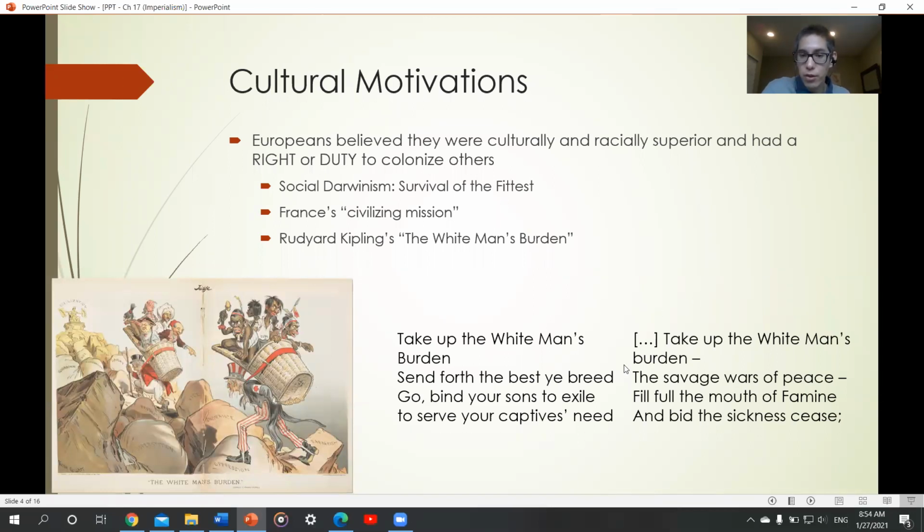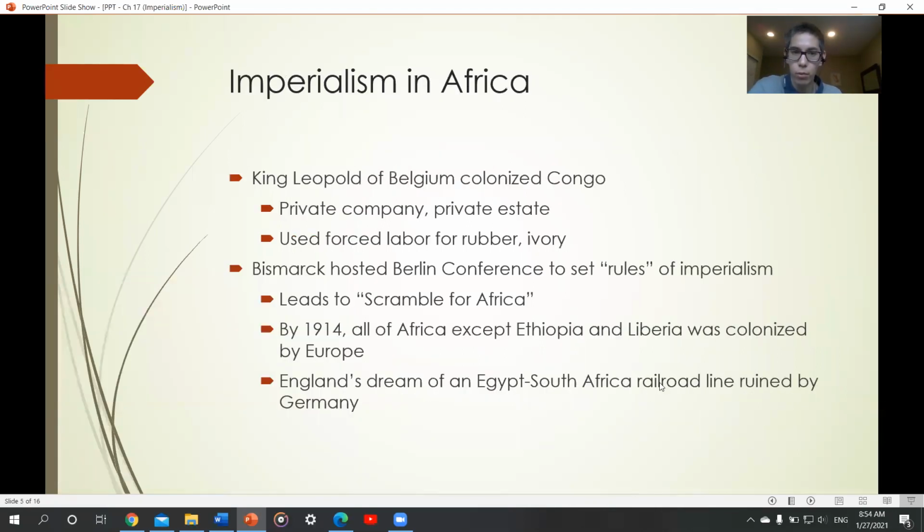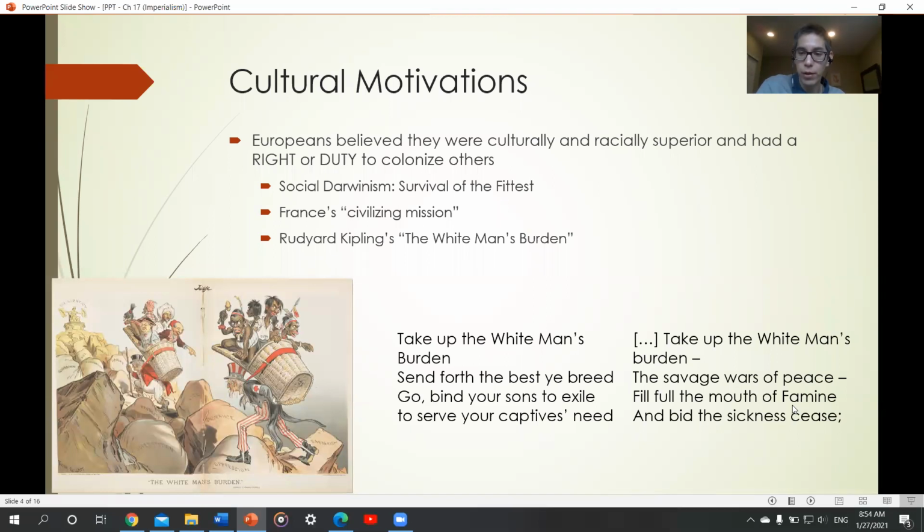To take a minute to break down this poem, these two lines I always think are key. Fill full the mouth of famine and bid the sickness cease. We're seeing a personification of famine here with a capital F. So I always imagine, what would famine look like as a person? It would look like a skinny, starving kid.